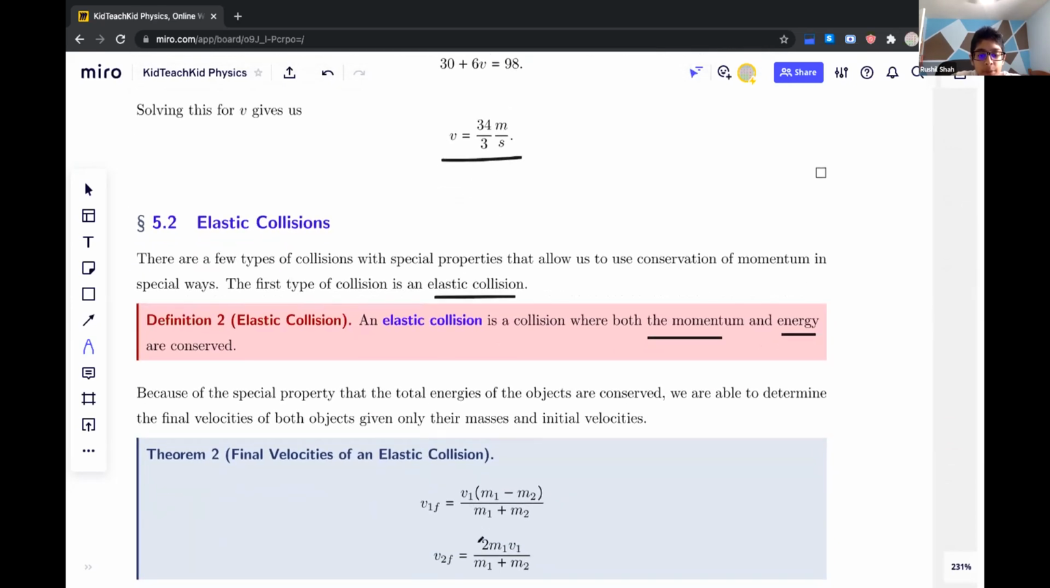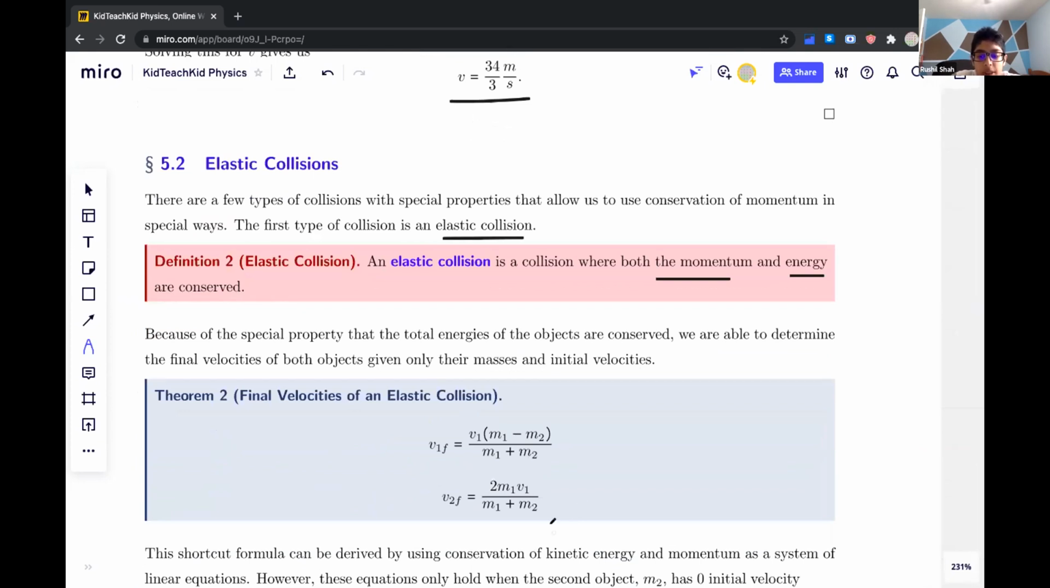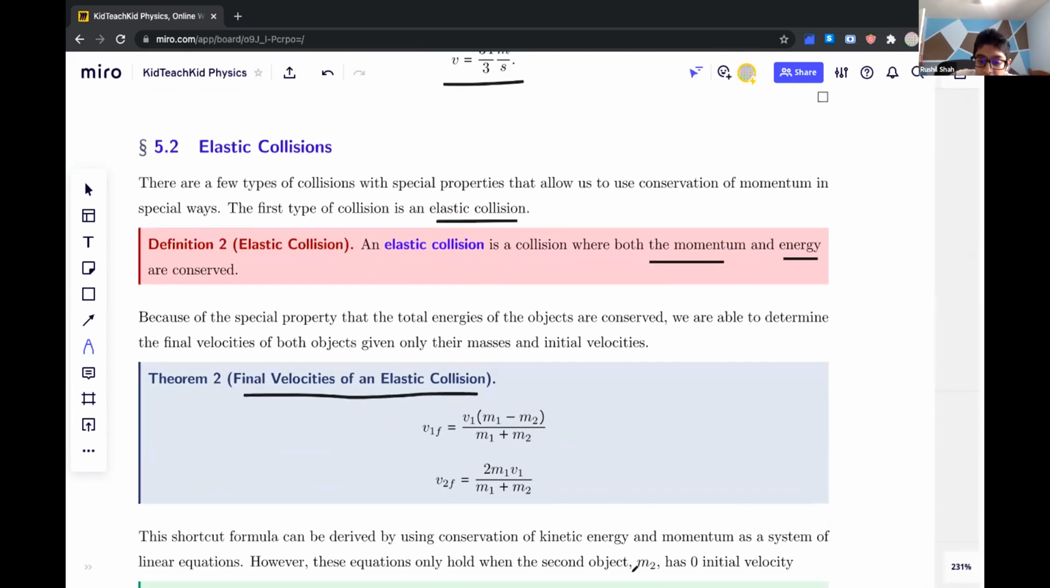And here's a formula that can be derived using conservation of energy and momentum. This basically allows us to find the final velocities of an elastic collision when the second object has zero initial velocity. So for instance, if some mass m1 is traveling like this to the right and it's colliding with another object m2 that's at rest, we can find the velocities of both objects using these equations. So m1 is traveling with velocity v1.